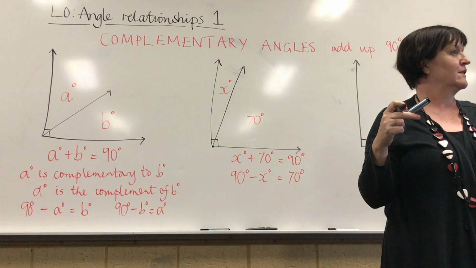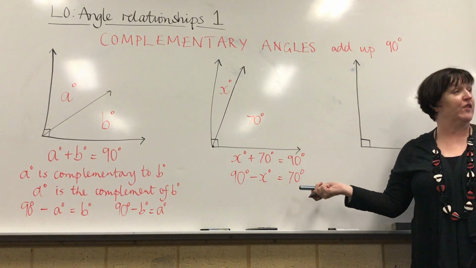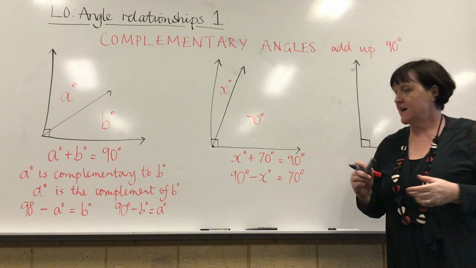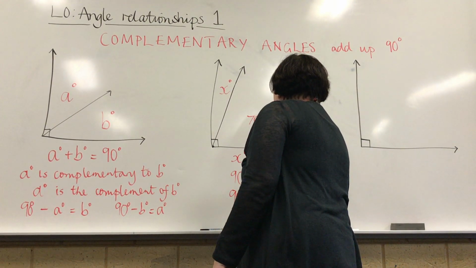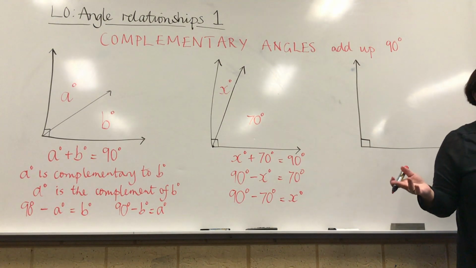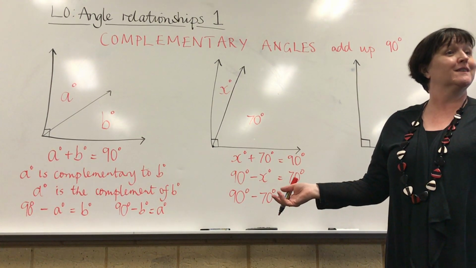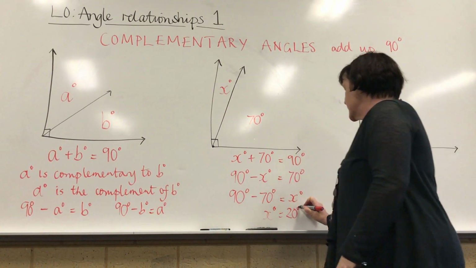90 take X, sorry. Yeah, 90 take X is... We've got that one also already. B. 90 take 70 is... well done. 90 take 70 equals X. And then, of course, you can work out what X actually is, can't you? Because 90 take 70 is 20. So X equals 20 degrees.